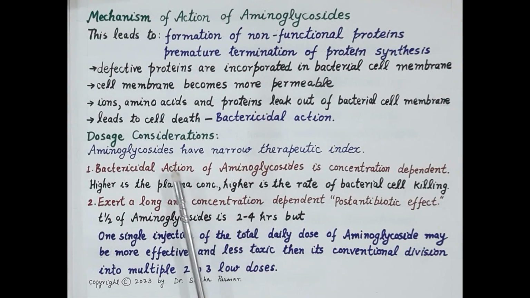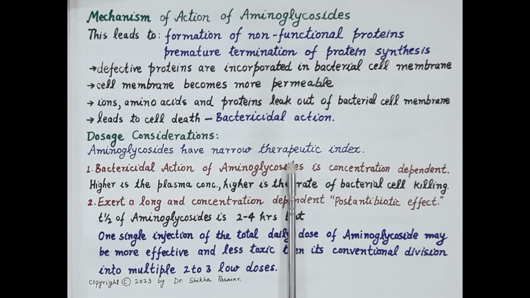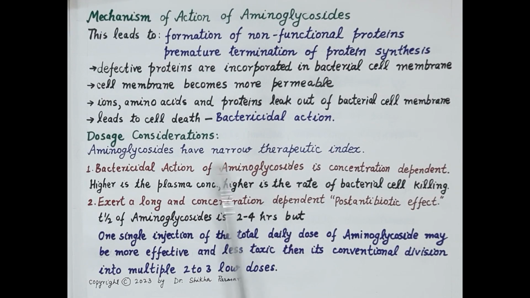Now very important, aminoglycosides show a narrow therapeutic index. So the difference between the blood concentration of aminoglycoside that produces a therapeutic effect and the concentration that produces a toxic effect is very small. So doses need to be calculated carefully, otherwise it will result in toxicity. So let's discuss a few important dosage considerations to be kept in mind while using aminoglycosides.